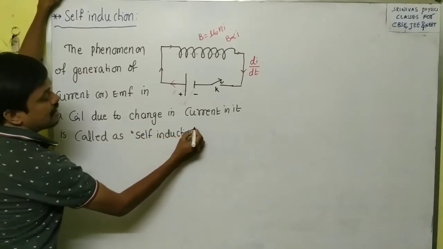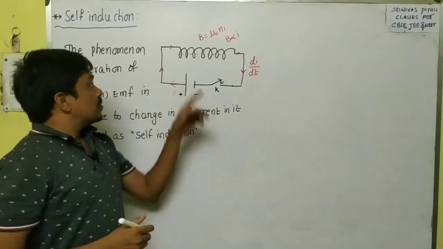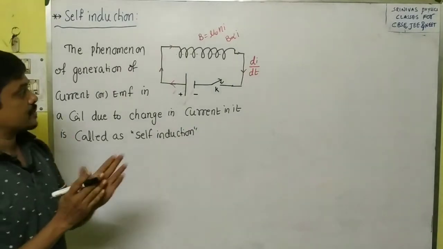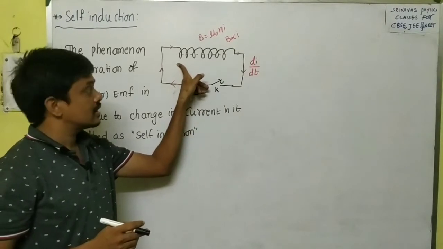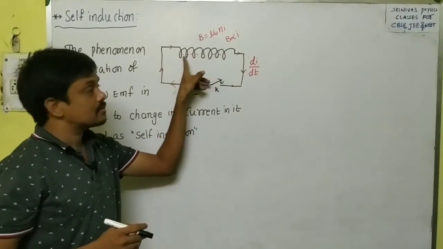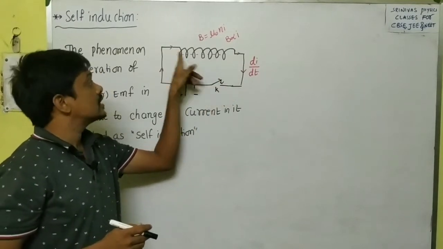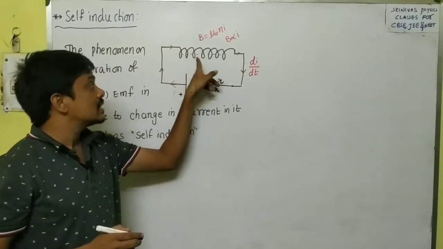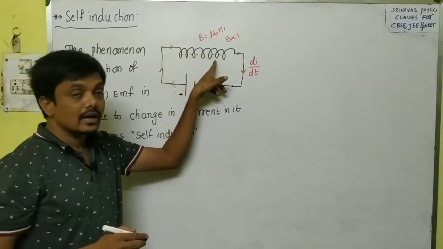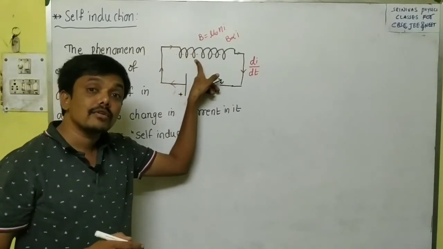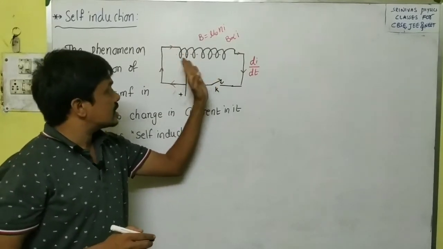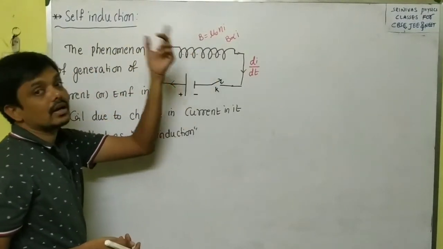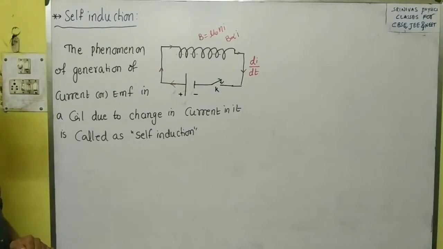Now, on what factors will this self-induction depend? Once again I will explain. When we close this plug key, the current increases. When the current increases, the field increases, because this current-carrying coil behaves like a magnet, and the field generated by that coil depends upon the current. When current changes, field changes, flux changes. The change in magnetic flux links with the same coil. Due to that, an EMF is induced in this coil, and that is called self-induction. In this coil the current changes, and in the same coil an EMF is induced.